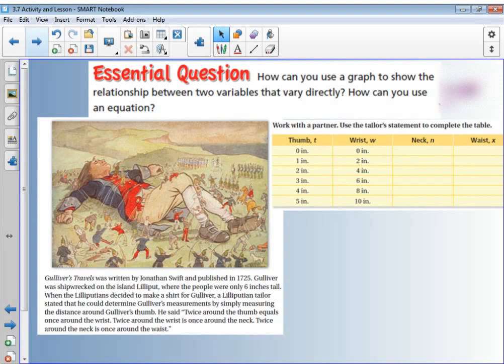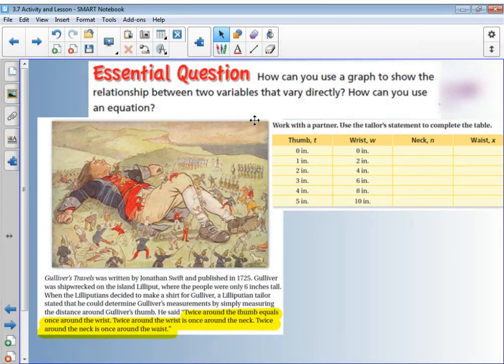So we have a scenario or a situation here, and it says Gulliver's Travels was written by Jonathan Swift and published in 1725. Gulliver was shipwrecked on the island of Lilliput, where people were only 6 inches tall. When the Lilliputians decided to make a shirt for Gulliver, a Lilliputian tailor stated that he could determine Gulliver's measurement by simply measuring the distance around Gulliver's thumb. He stated that twice around the thumb equals once around the wrist, and twice around the wrist is once around the neck, and twice around the neck is once around the waist.